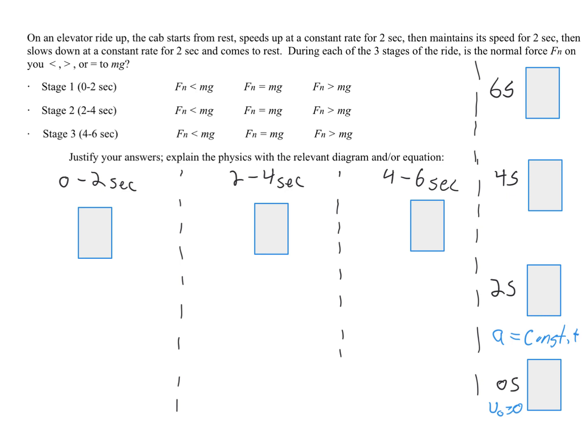Then from 2 to 4 seconds, it maintains that speed. So if we call this A2 is 0, if this is A1. And then from 4 to 6 seconds, we have an acceleration again that's still a constant rate. However, it's negative because it's slowing.